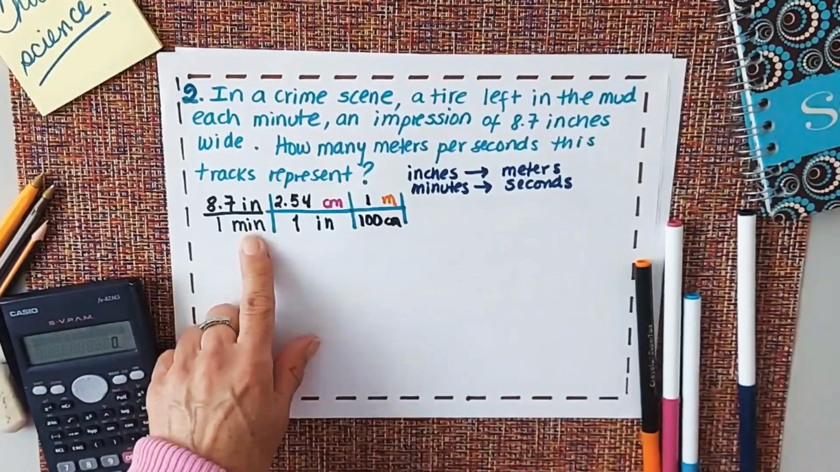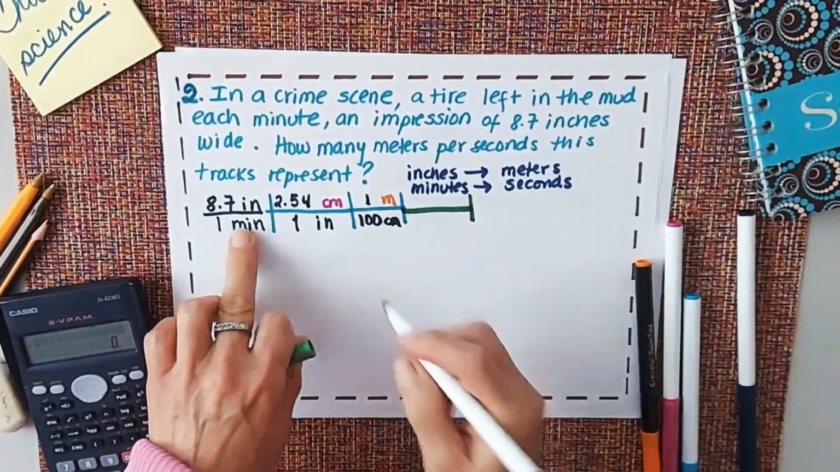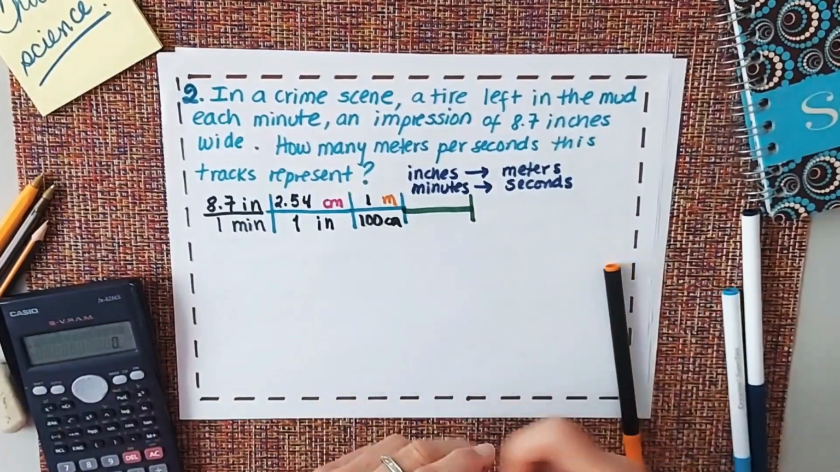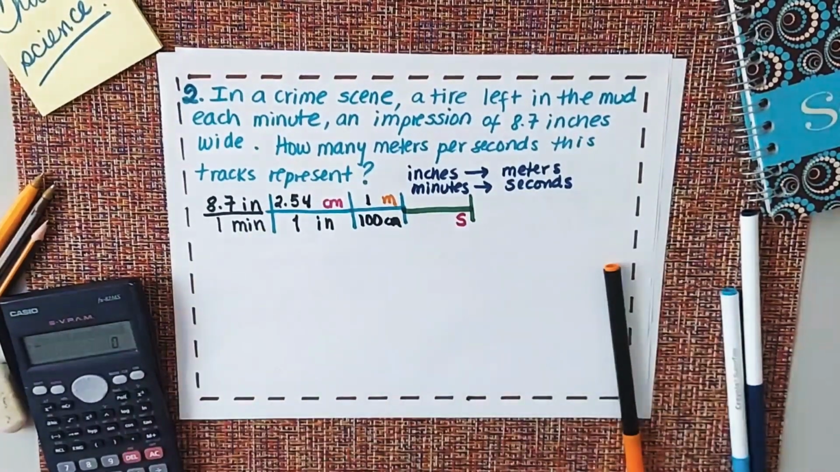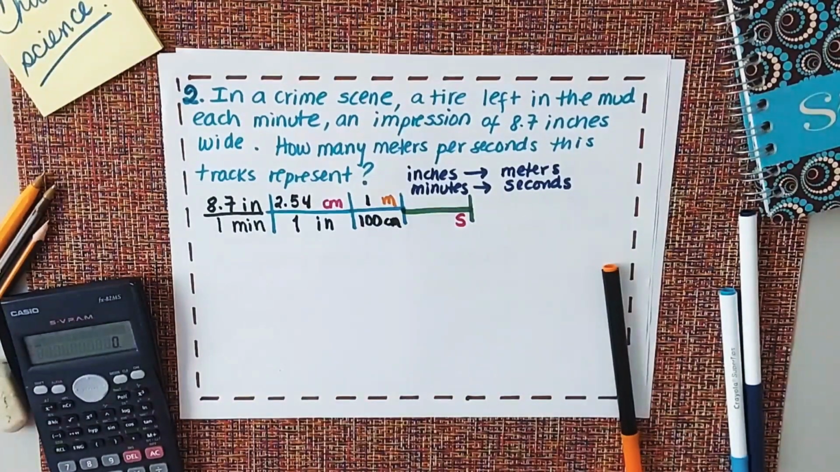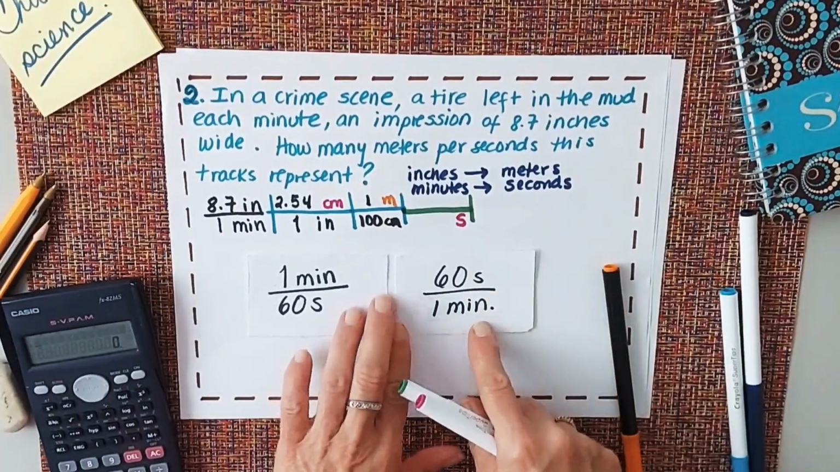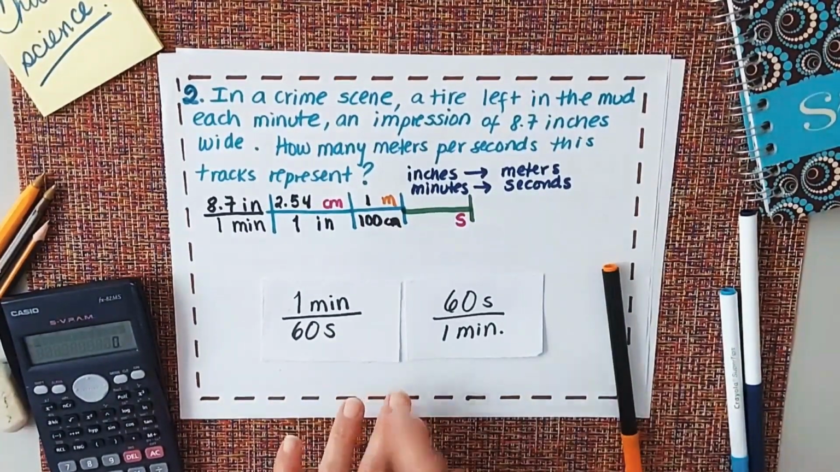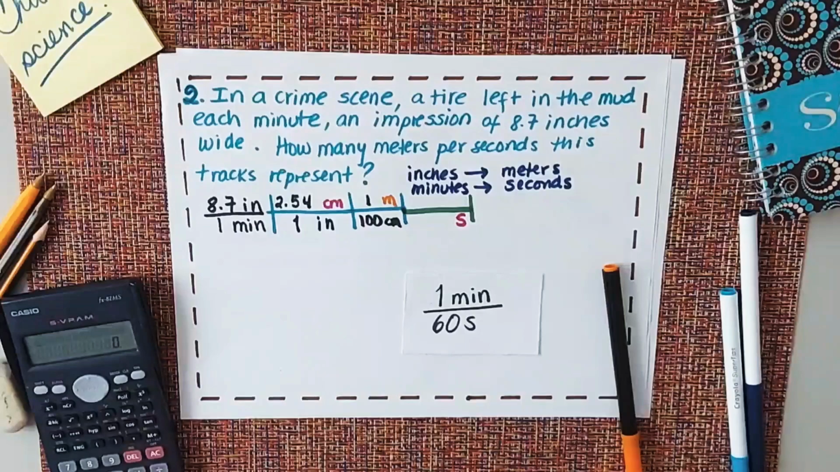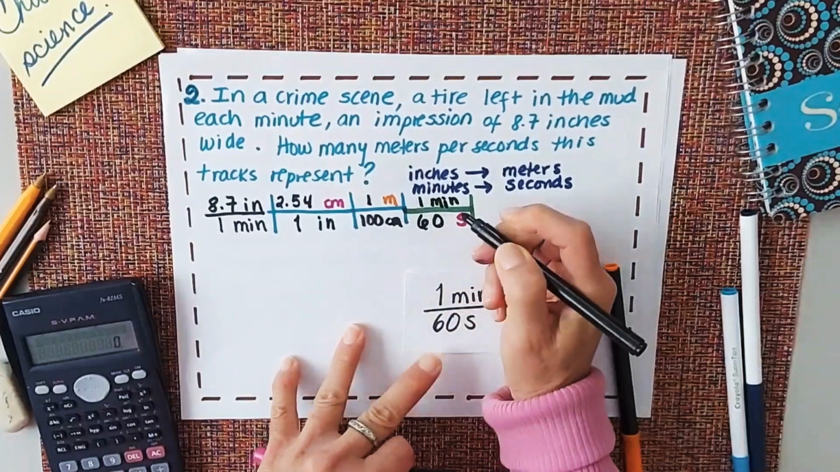Now we are going to write another space for another conversion factor. Okay, in this case, we need to convert minutes into seconds. Seconds is here. Now, do you remember how many seconds are there in 1 minute? Okay, yes, 1 minute has 60 seconds, or in other words, 60 seconds are in 1 minute. Okay, what is the best conversion factor for this place? This is the best. 1 minute equals 60 seconds.